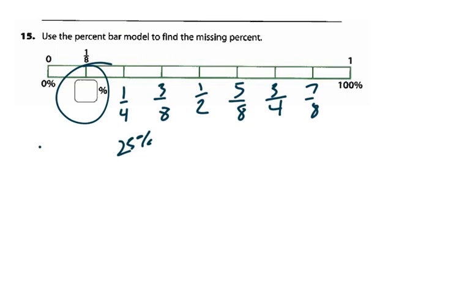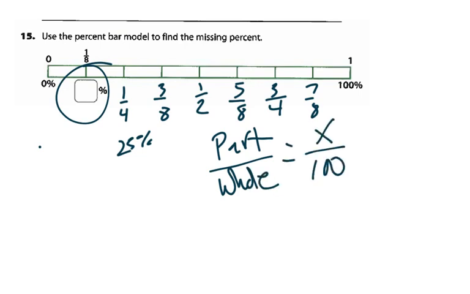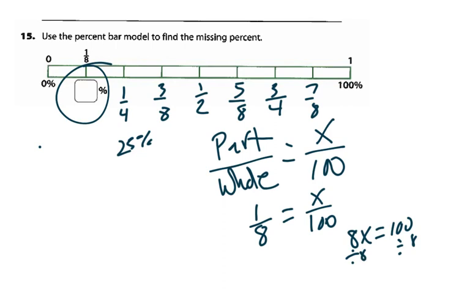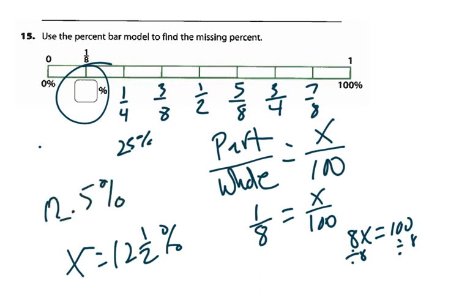Well, I can set it up as part over whole equals percent over 100. I have 1 for my part, 8 for my whole. I need to find the percent. So I'm going to cross multiply. I'm going to get 8x is equal to 100. I need to divide by 8 on both sides to isolate x. I'll get x is equal to 12.5%, or 12.5% in your calculator. Okay, so that would be the answer.